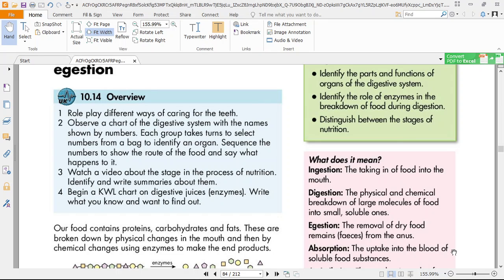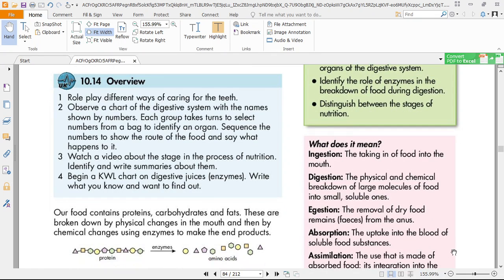Now, we're moving away. We talk about mashing up the food, grinding up the food, crushing up the food, using the mouth. We're moving from that point now, and we're going more to the stomach, right? And this is where more chemical digestion takes place. So we're looking at our food containing protein, carbohydrates, and fat. These are broken down by physical change in the mouth.